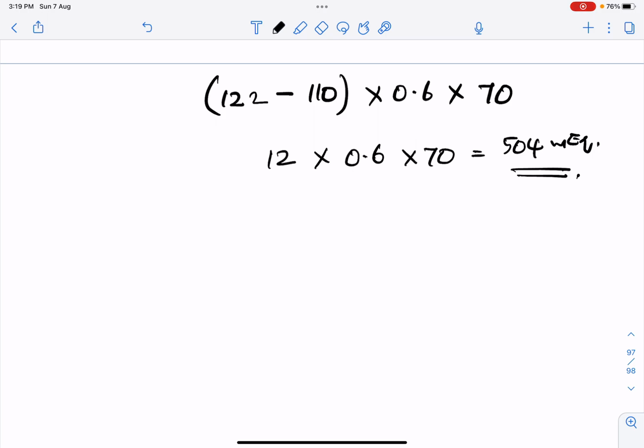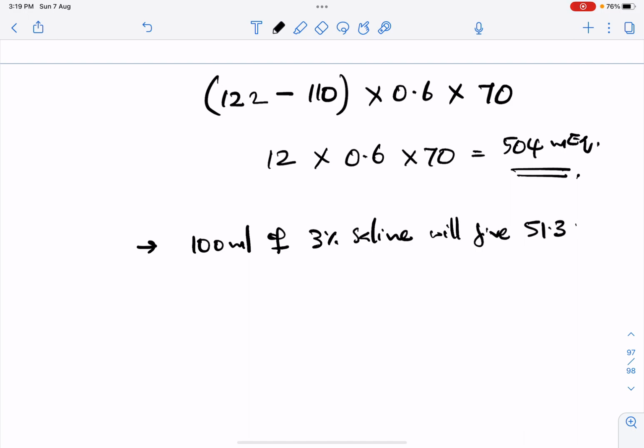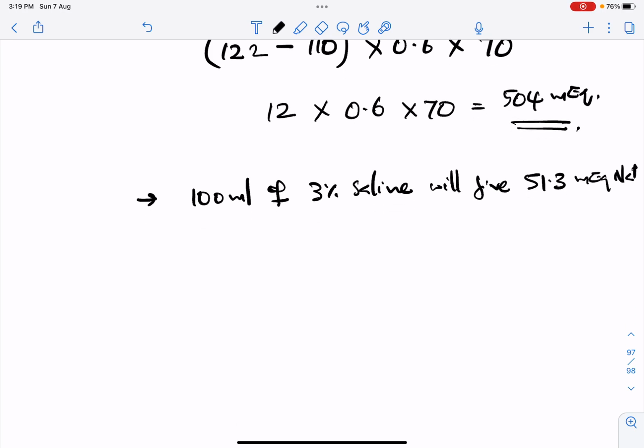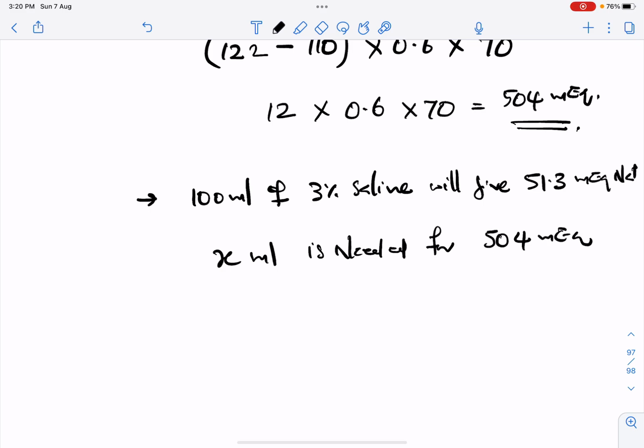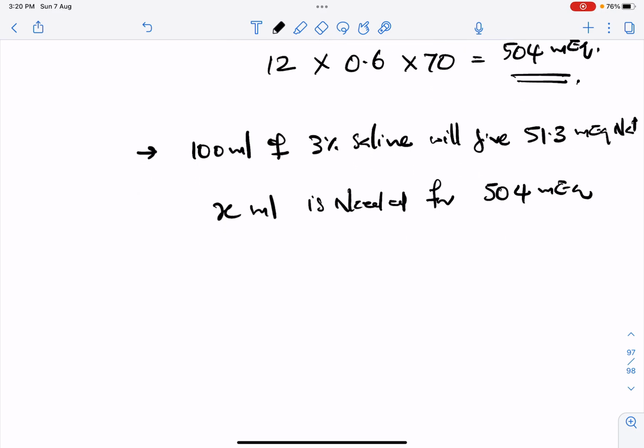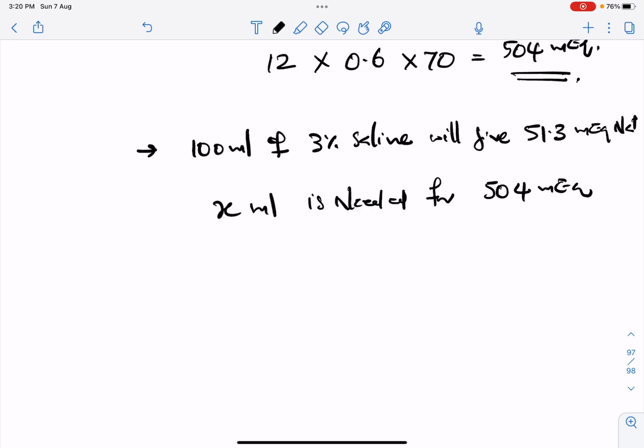Now the fact you should remember is that 100 ml of 3% saline will give 51.3 milliequivalents of sodium. So for correcting 504 milliequivalents we need x ml. By solving this mathematical equation we will get x equal to 980 ml. So 980 ml of 3% saline is needed to correct 504 milliequivalents of sodium deficit.